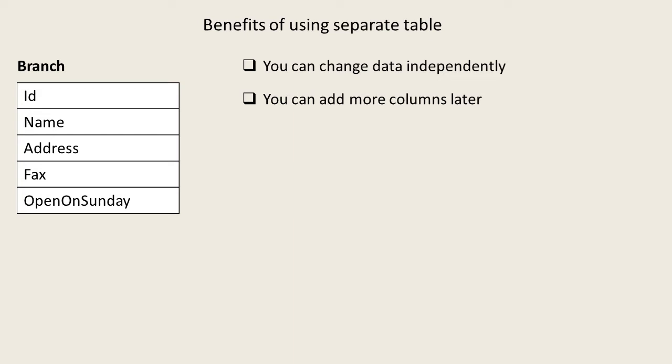You also want to store address, fax, and you also need to store a logical flag, open on Sunday, which is either true or false. So some branches could be open on Sunday and some branches are not. You can very easily add it to this, and now all the records in the employee table automatically pick up this information, because these two tables are linked together by this branch ID. So now you can easily see whether a certain employee is supposed to be working on Sunday or not.